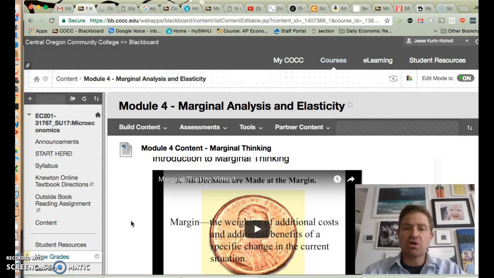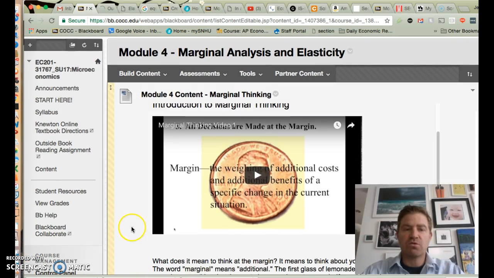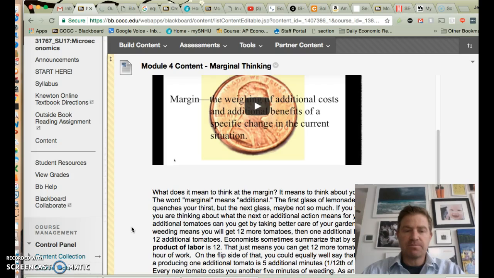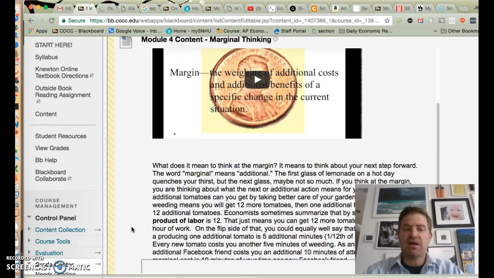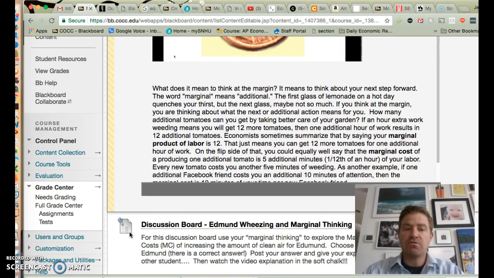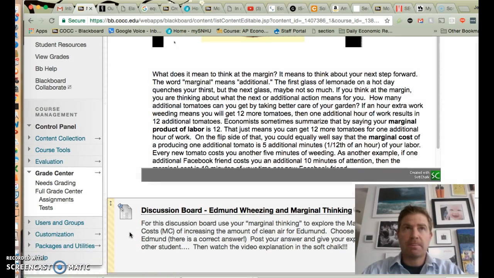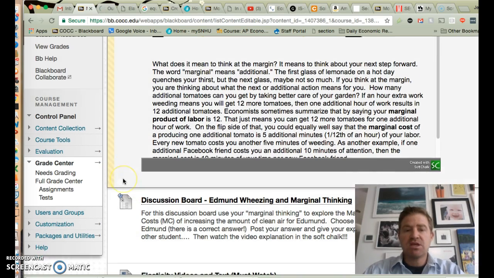This module is called Marginal Analysis and Elasticity, and the real thing that we want to take out of this week is the idea of marginal thinking. After this week, we really begin to move into actual businesses and what we call the firm. And we really do have to start thinking marginally. We have to start thinking about marginal costs, marginal revenue, meaning a change from one to the next. And that's what margin means.